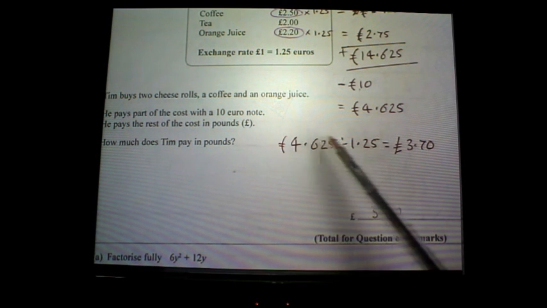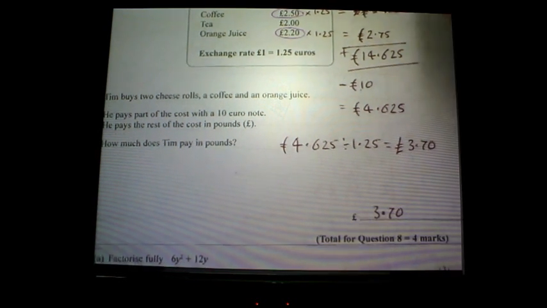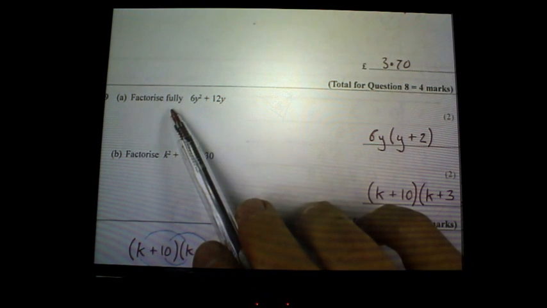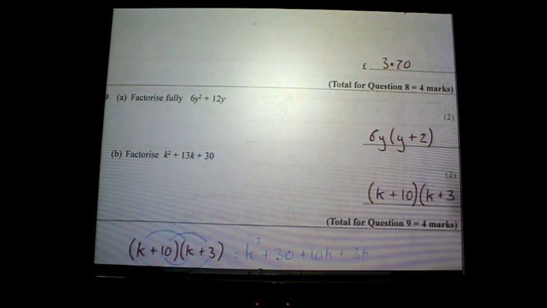Thank you. Divide it by 1.25 and it gets to £3.70 for 4 marks for that one. Underneath, factorise fully. When it says factorise fully, you've got to put the biggest amount you can outside the brackets. So what goes into 6y squared and 12y? Well, 6y goes into both, so it's like that.